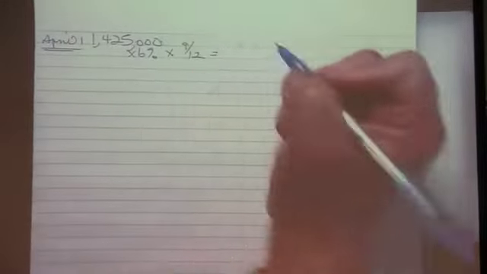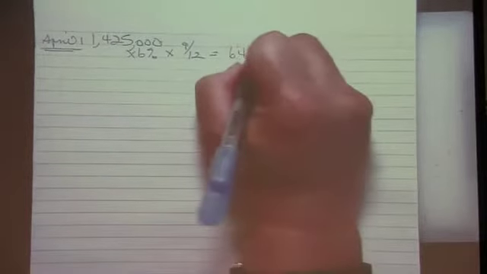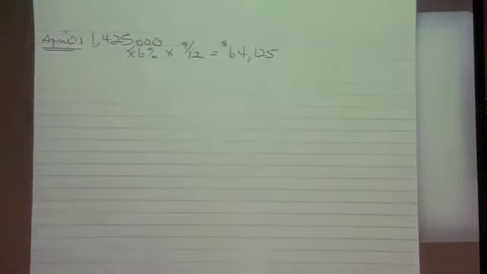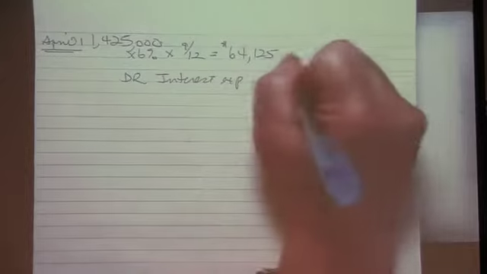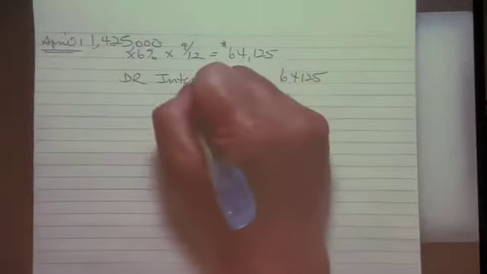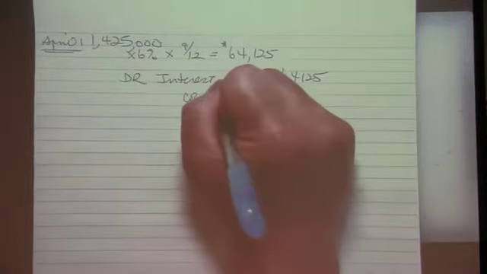So this is the April 1st. 1425, and that one was 6%. And because it was April 1st, it was 9 over 12 months. So the total interest is $64,125. So the entry is debit interest expense, $64,125, credit interest payable.